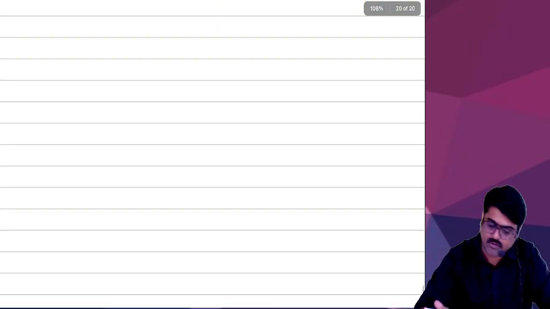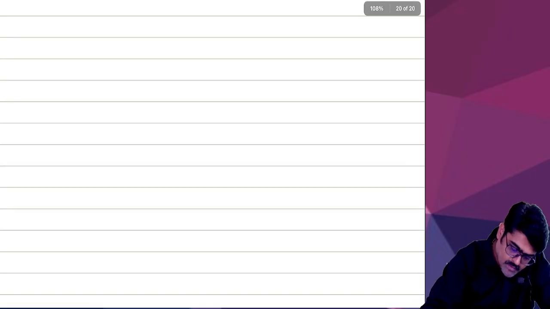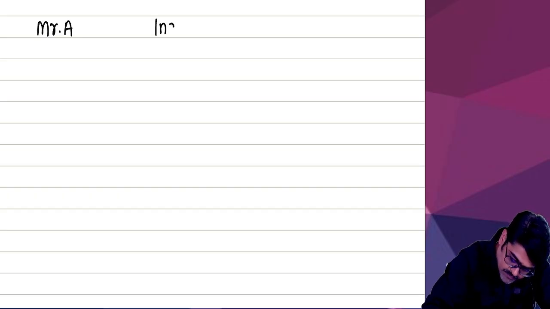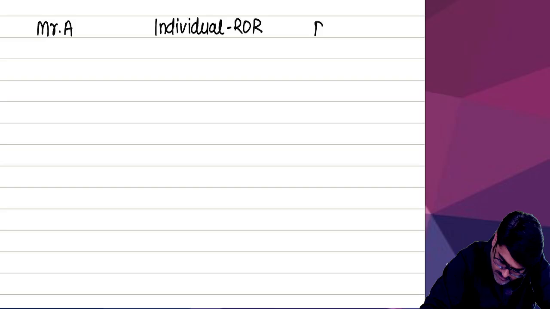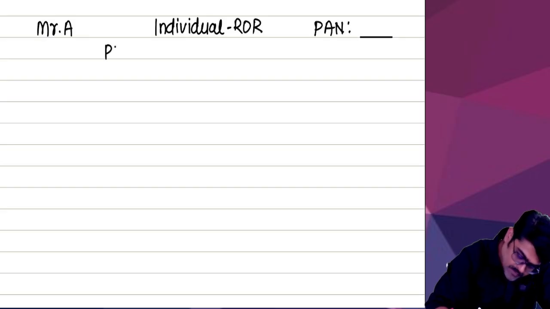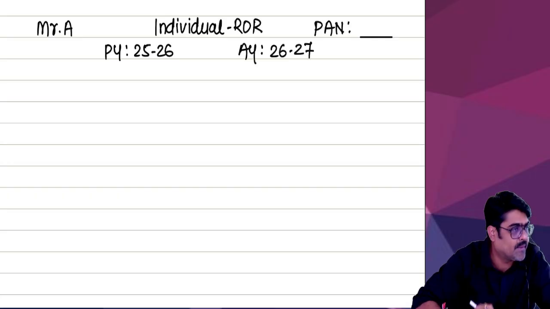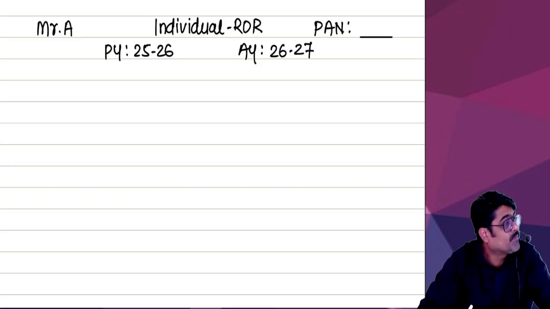Tell me the name of the assessee. Mr. A. Is Mr. A a company or an individual? Individual. Residential status, ROR. PAN dash. What is the previous year? 25-26. What is the assessment year? 26-27.